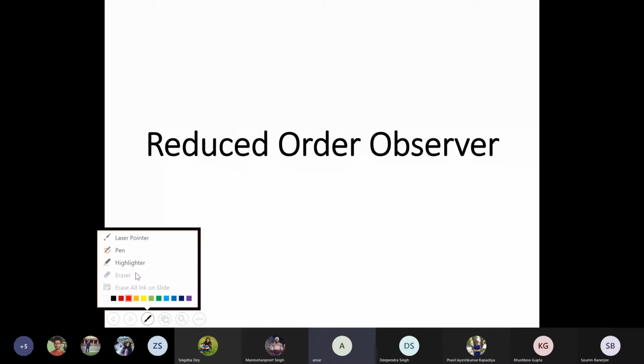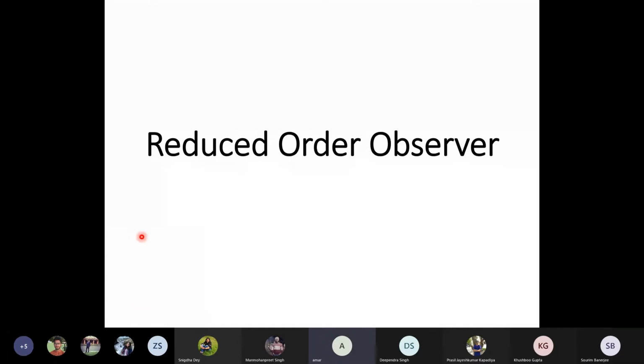I'll start with the theory for the reduced order observer. In yesterday's class I discussed the full order observer. In a full order observer, we try to observe all the states irrespective of whether some of the states are measured or not. That's why it's called the full order observer.